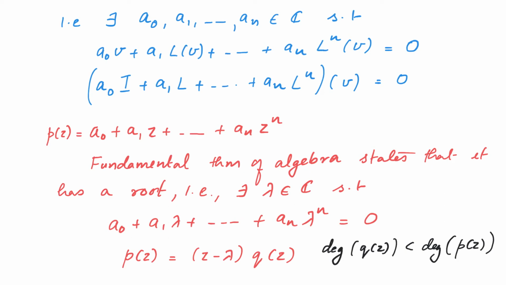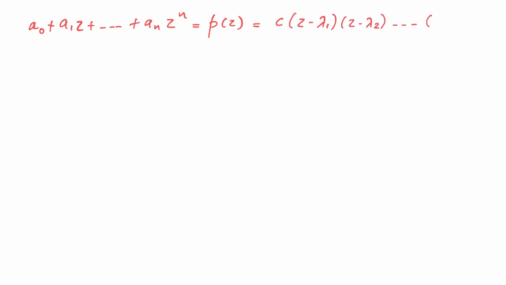Therefore, by applying induction on the degree of the polynomial, we can show that we can factorize any polynomial p of z. That is, we can express the polynomial a0 plus a1z plus etc. up to an z power n, which we denoted as p of z, as c into z minus lambda 1 into z minus lambda 2 and so on up to z minus lambda m.